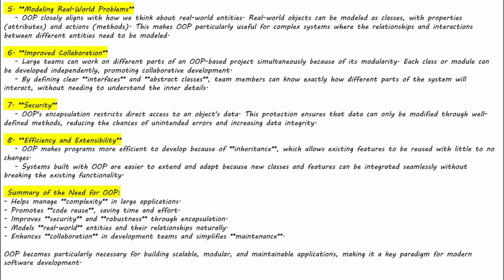Large teams can work on different parts of the object-based project simultaneously because of its modularity. Each class or module can be developed independently, promoting collaborative development. The next part is security. Encapsulation restricts direct access to an object's data, which provides protection and ensures data security. Efficiency and extensibility are other major factors that are considered while applying object-oriented programming to real-world problems.